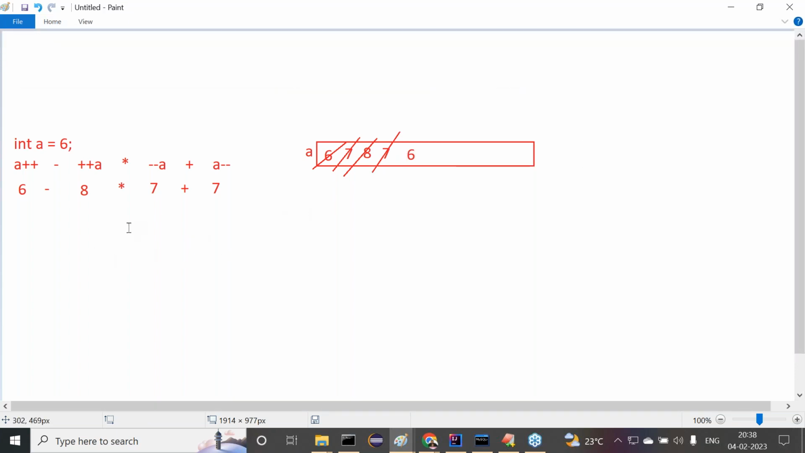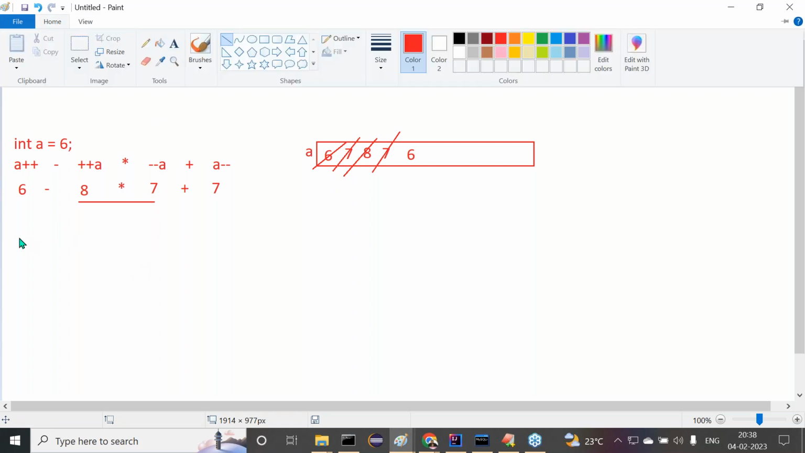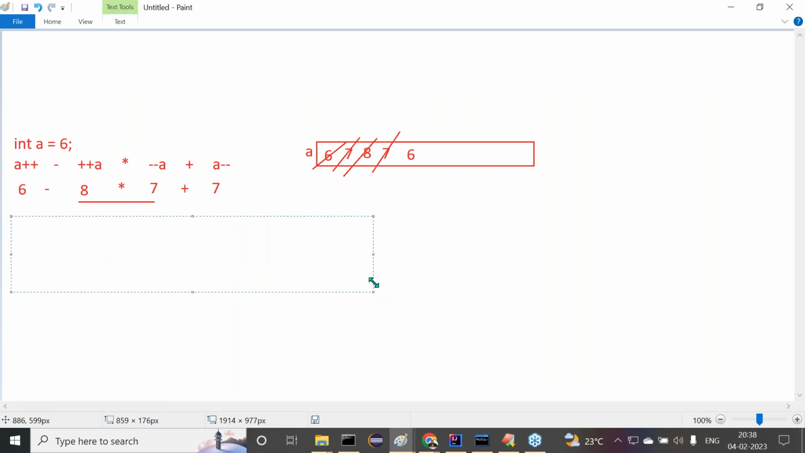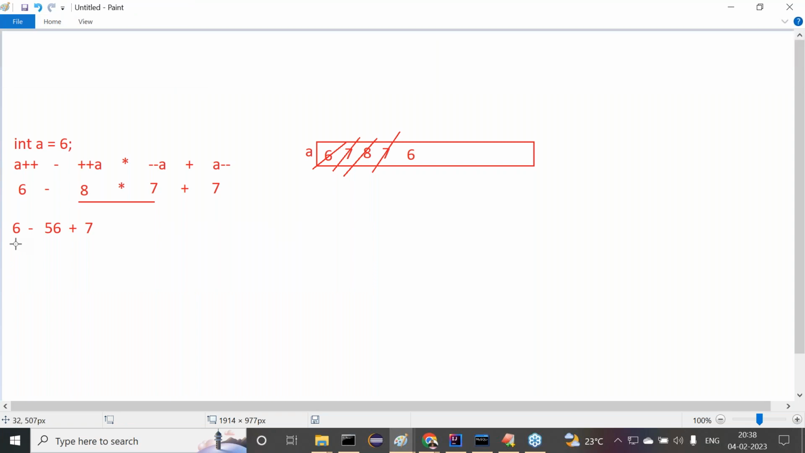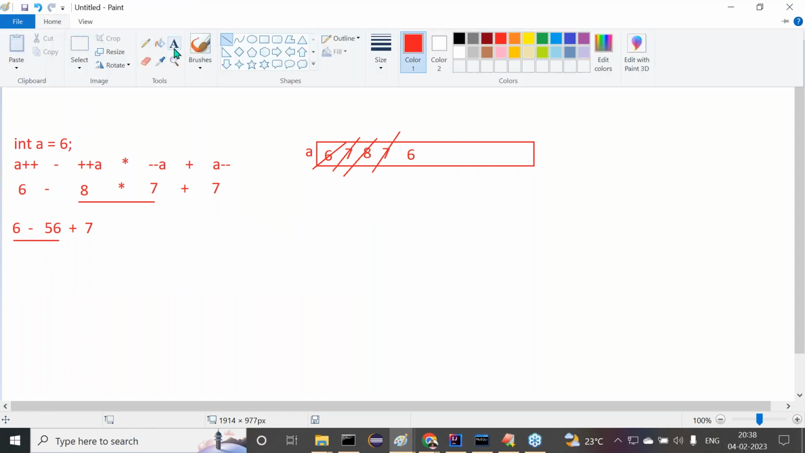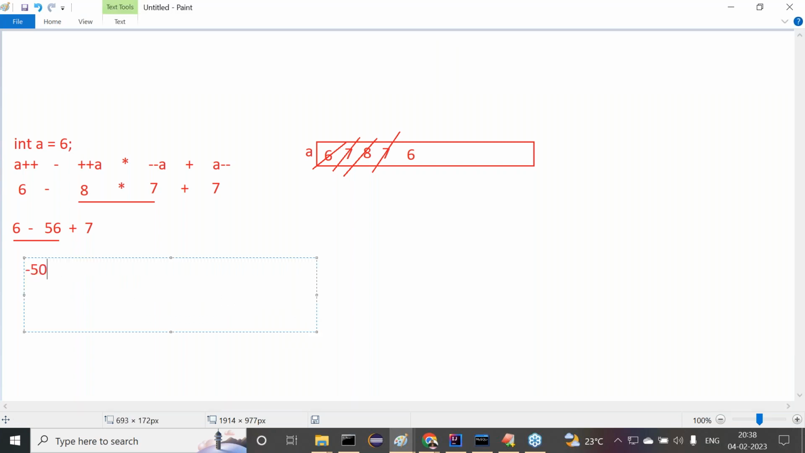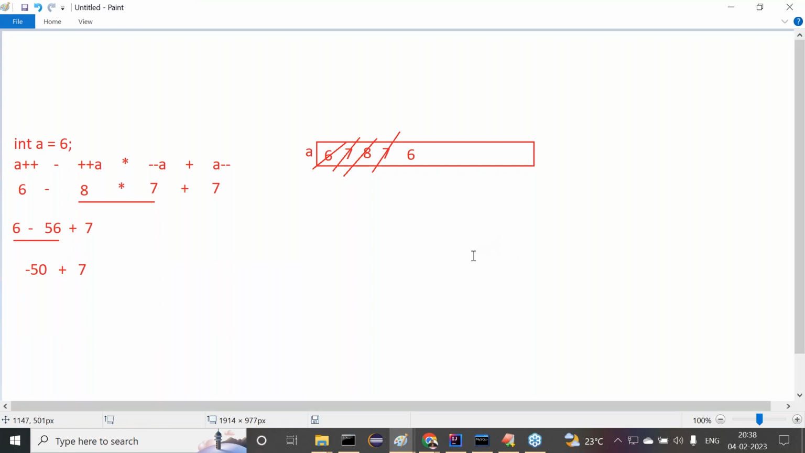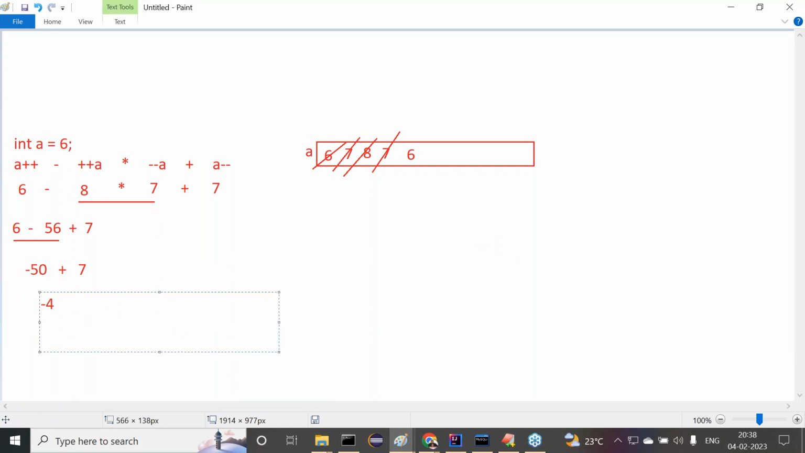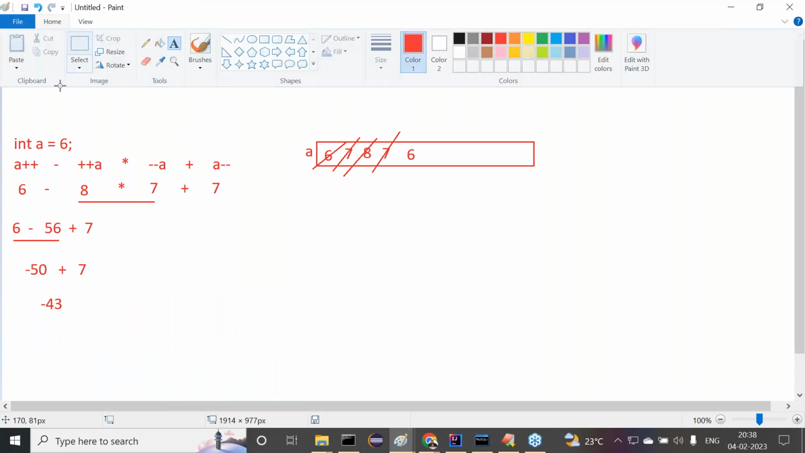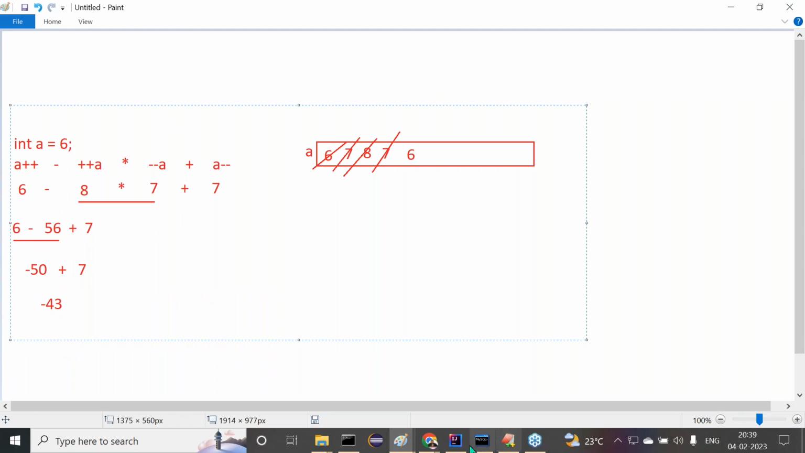Clear? Now we can perform the operations. Observe carefully: minus, star and plus operators are available. Star gets the highest priority compared with minus and plus, so it is performed first. Now the expression is 6 minus 8 star 7, that is 6 minus 56 plus 7. Minus and plus are available, so first 6 minus 56 is performed, giving minus 50, plus 7, which is minus 43. Minus 43 is the output.